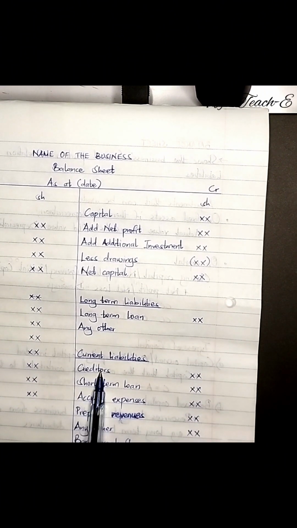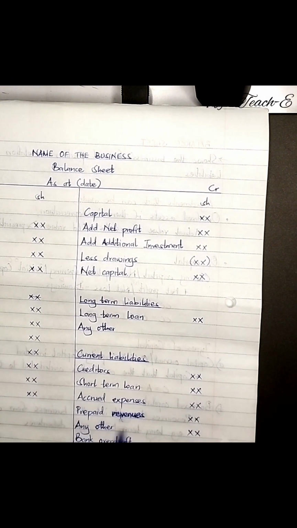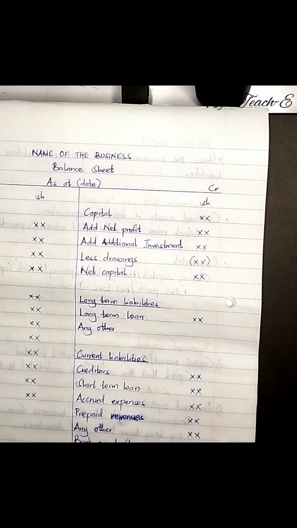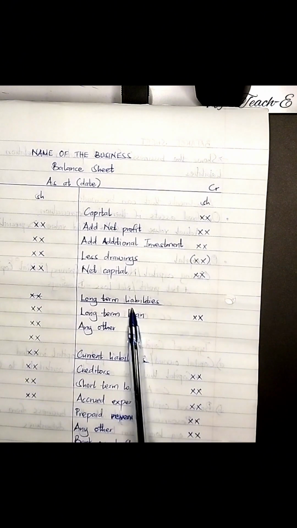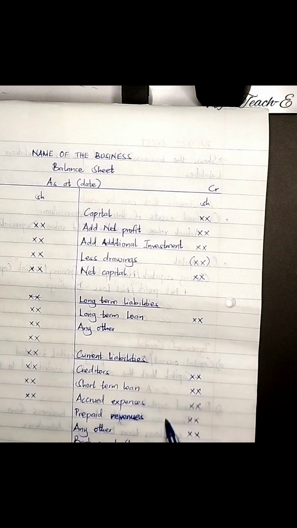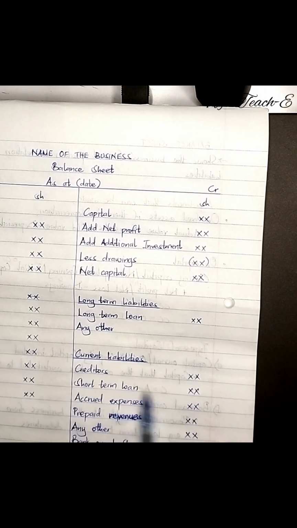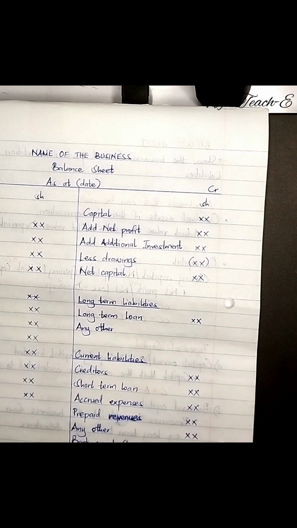You have creditors, short-term loans, accrued expenses, prepaid revenues, bank overdrafts, and any other current liabilities. What are current liabilities? Debts paid within 1 year. Long-term was for over 1 year. Current liabilities are within 1 year. For example, bank overdraft is a current liability. We have already mentioned creditors.